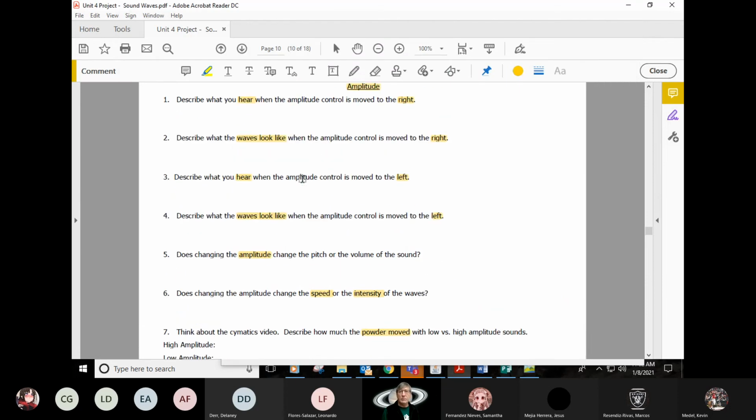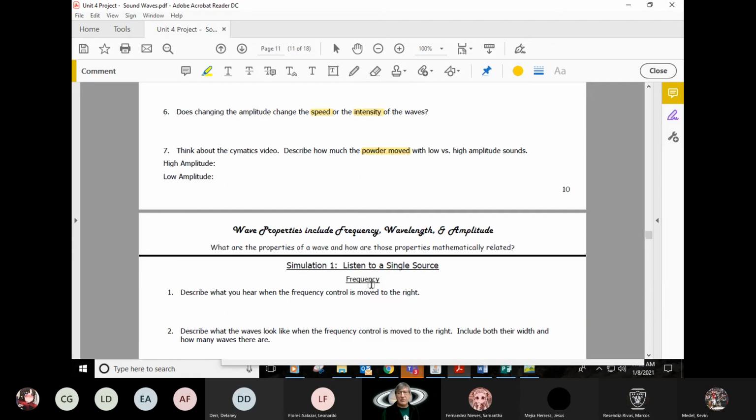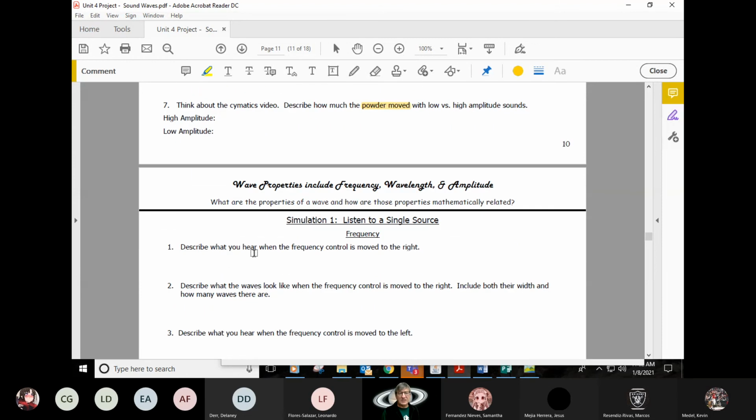So that was moving the amplitude control. The next thing we're going to do is move the frequency control. And it's going to be very similar. We're going to listen to what happens and describe what we hear for number 1 when we move it to the right. Very similar. What do we hear when we move it to the right?